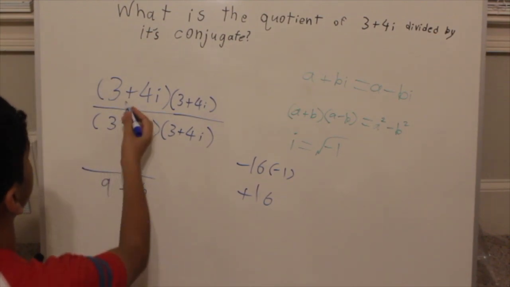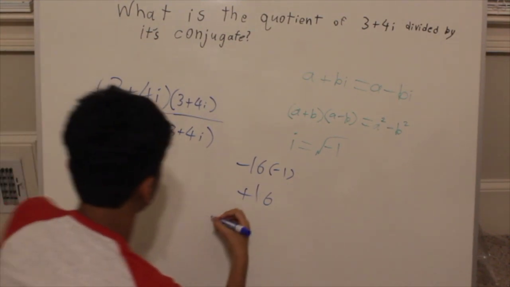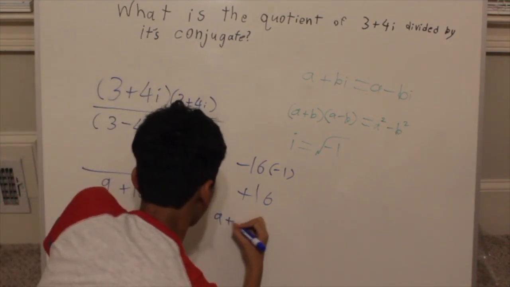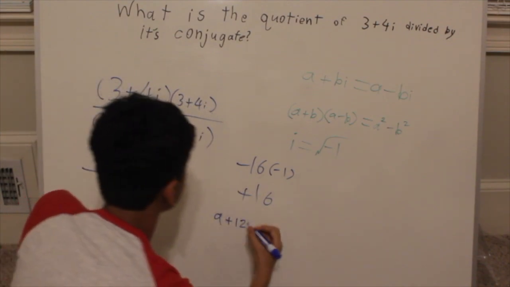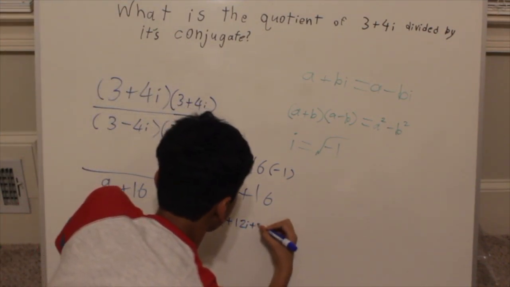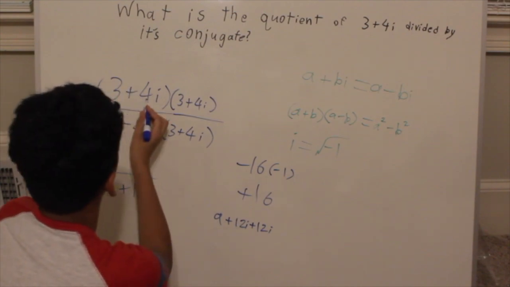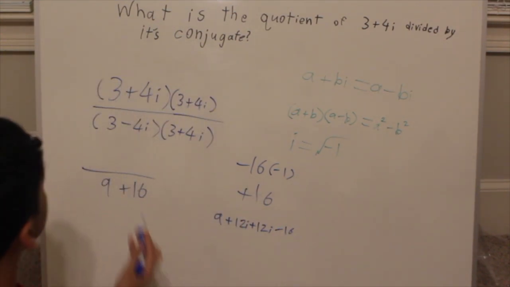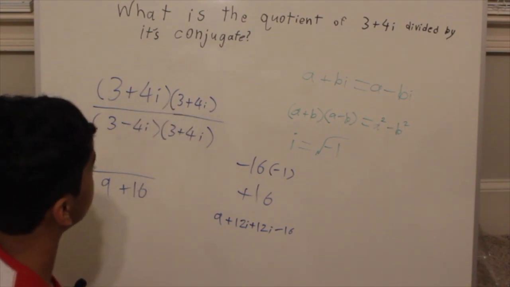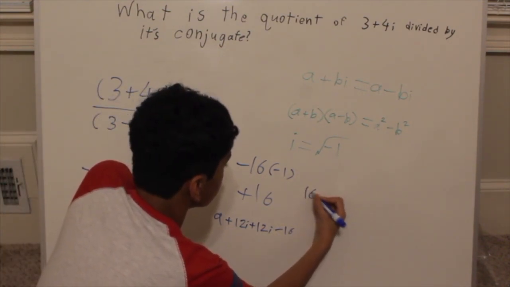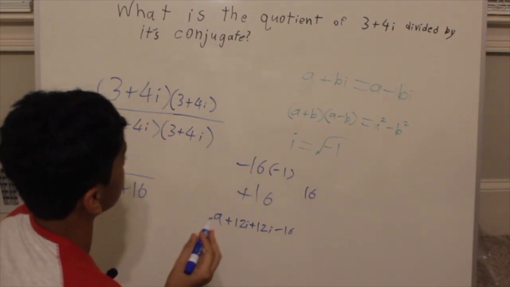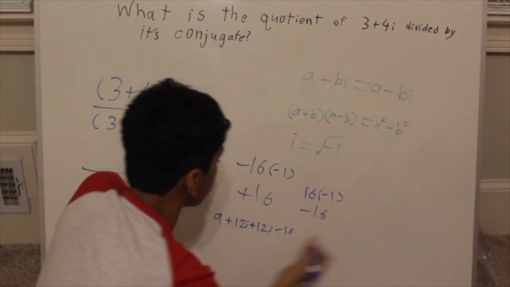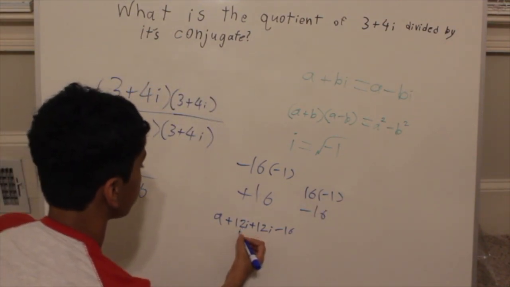And on the numerator, you have 3 times 3 is 9. So 9. 3 times 4i is 12i, plus 12i. 4i times 3 is, there's an i here, plus 12i. And then 4i times 4i, that's going to be minus 16. Why is it minus this time? Both of them are positive. So that would make it 16 times i squared. Remember, i squared is negative 1. That makes it negative 16. So minus 16. Then combine like terms.